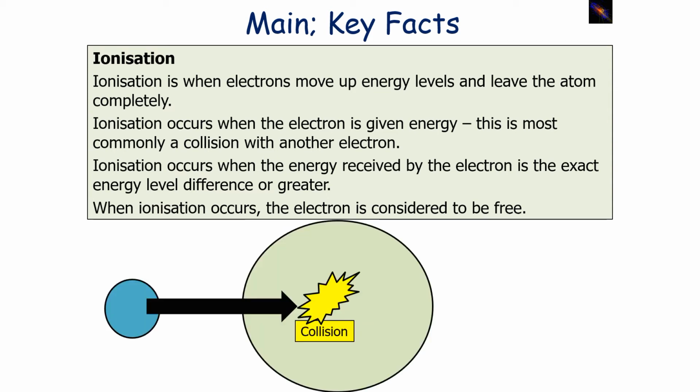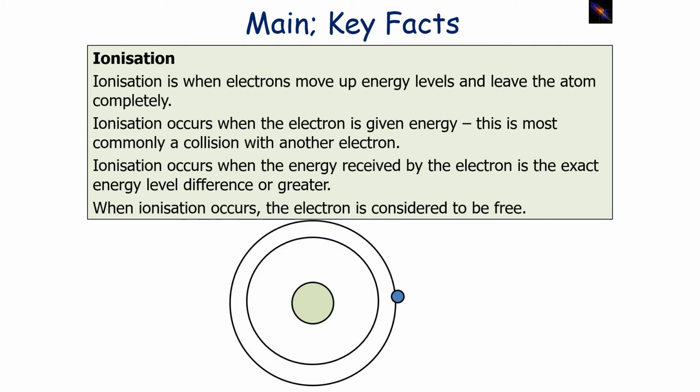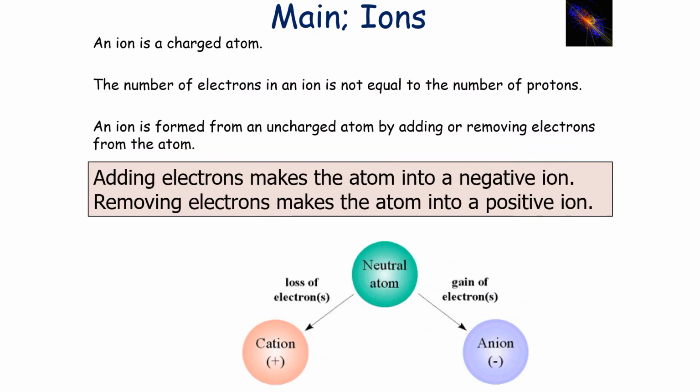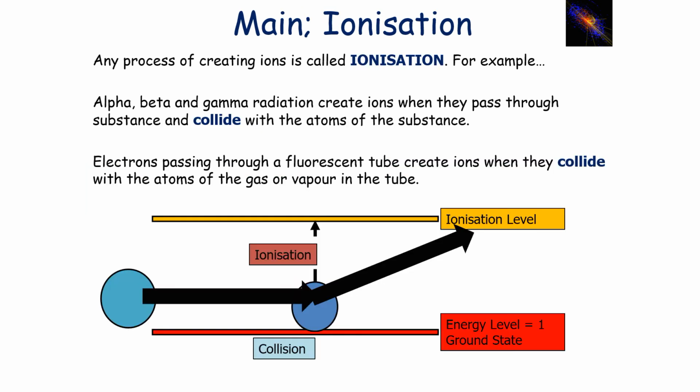So in this example, ionization could be caused by the collision of an electron with an atom. This will then give the atom enough energy to release an electron out of its structure. So we can look at the difference between excitation and ionization. Now, in ionization, we make an ion. Now, an ion is a charged atom, and the number of electrons in an ion is not equal to the number of protons. So an ion is formed from an uncharged atom by adding or removing electrons from the atom. Now, adding electrons makes the atom a negative ion, removing electrons makes the atom a positive ion. So the process of creating ions is called ionization.